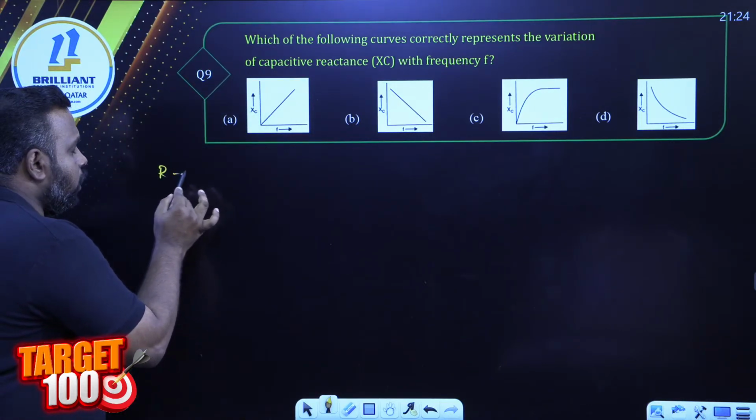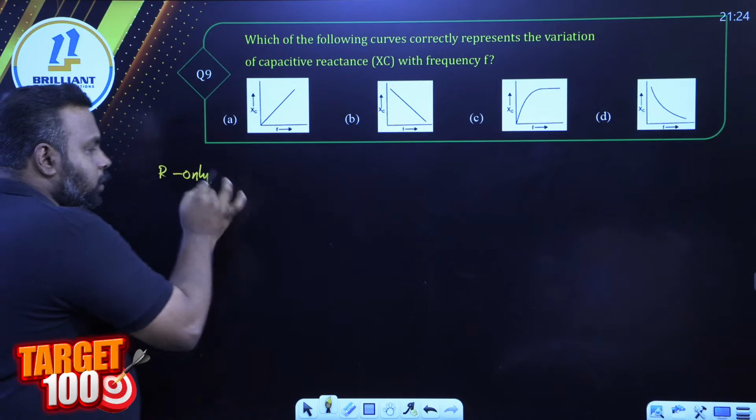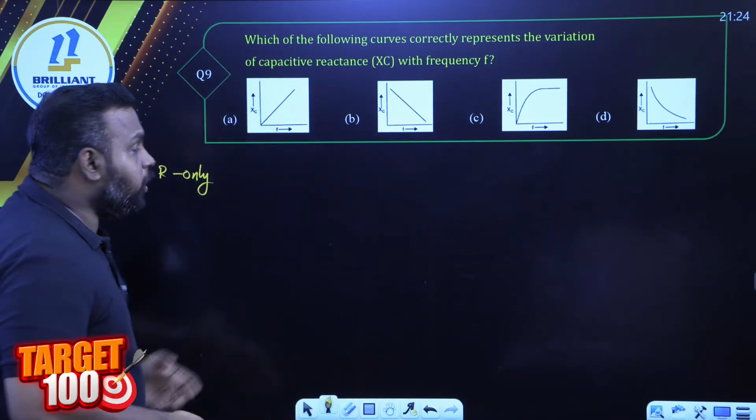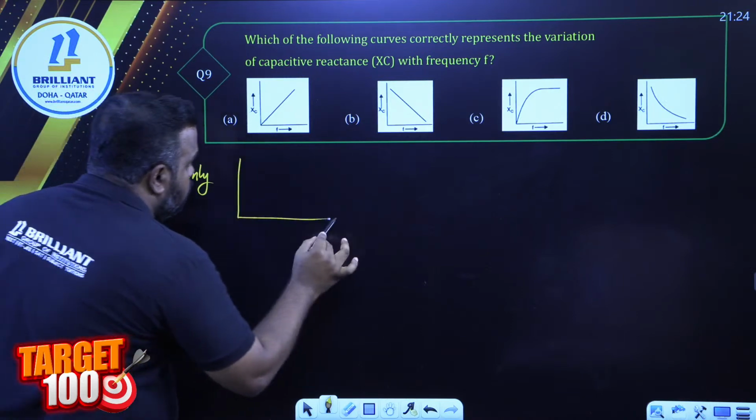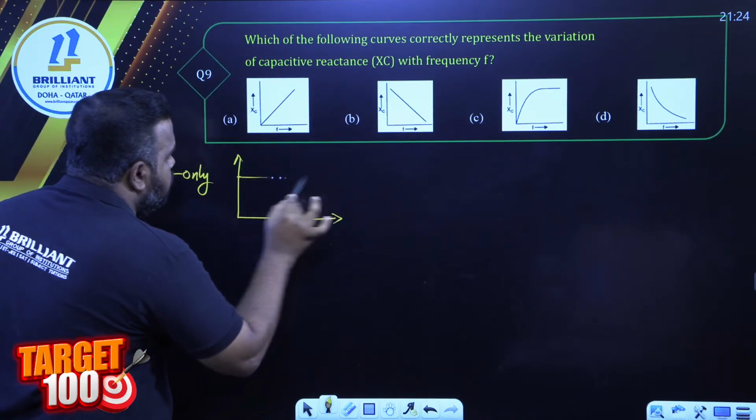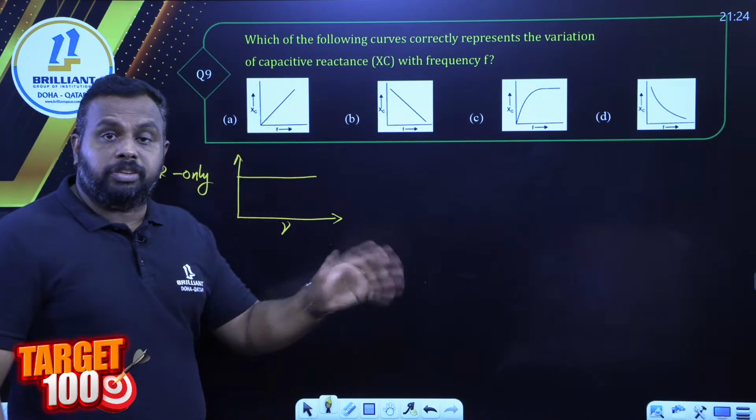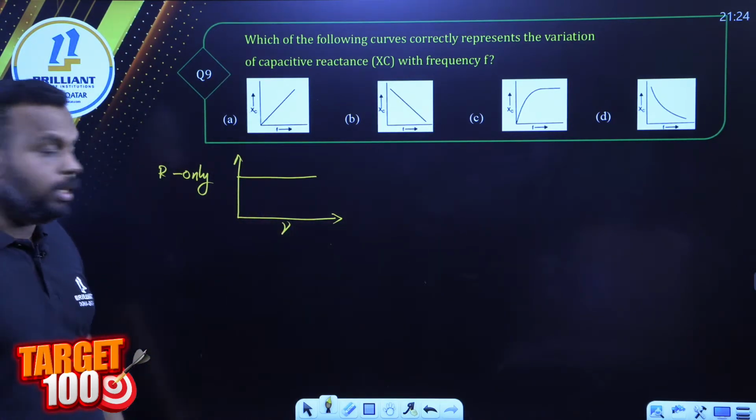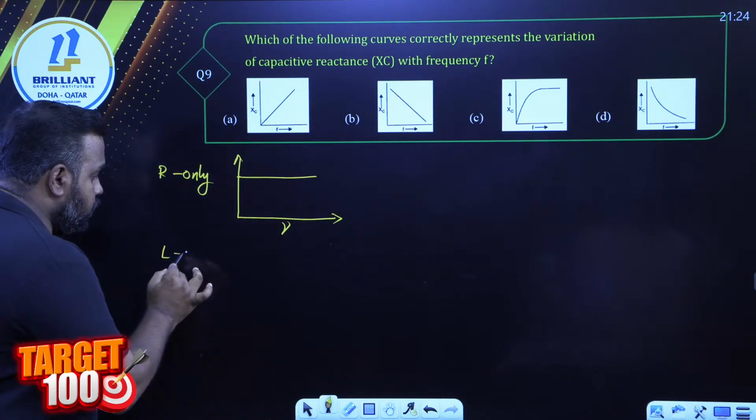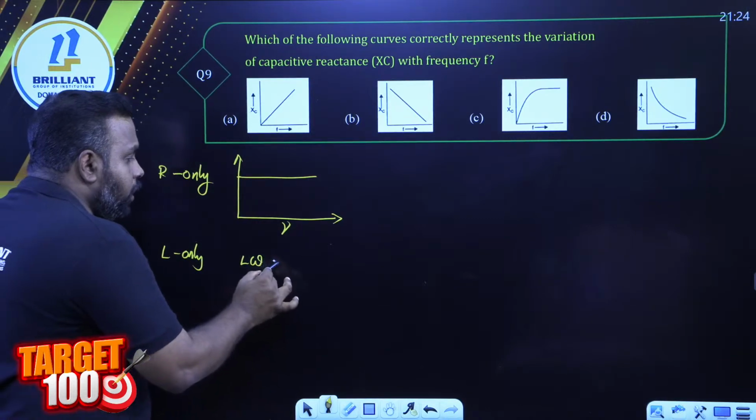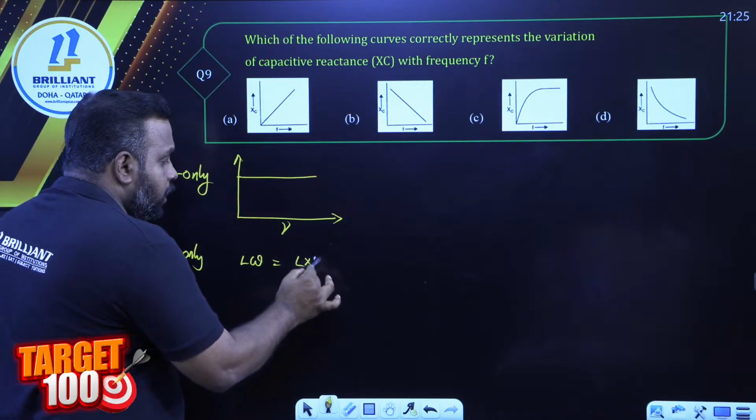First, resistor only. You know that in a resistor only circuit, what is the total resistance? It's R only. And it is independent of frequency. So in a resistor only circuit, the shape of the graph will be like this. It is independent of frequency. Whichever frequency it has, the graph will be like this. And in an L only circuit, you know that the reactance is L omega. L omega means L into omega, where omega is 2 pi nu.